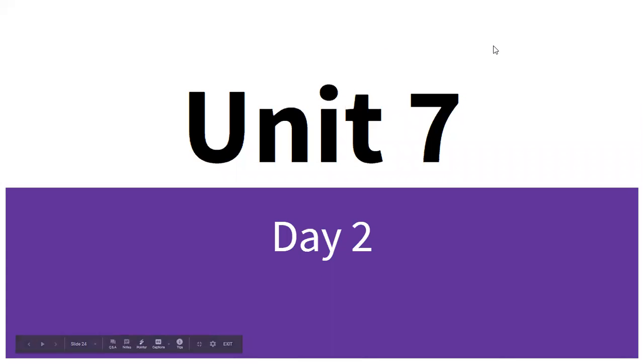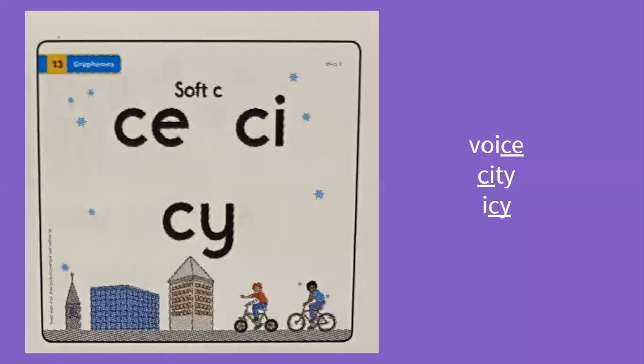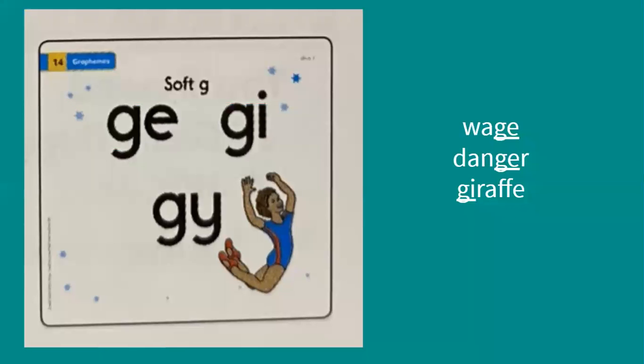Hi students, in Letterland today we are going to quick code. I'm going to review the rules we've learned. The first one is the soft C, where we have the letter C with a vowel after it: E, I, or Y. Those combinations of letters make the S sound. Next is the soft G, where the G with the vowel E, I, or Y after it makes the J sound.